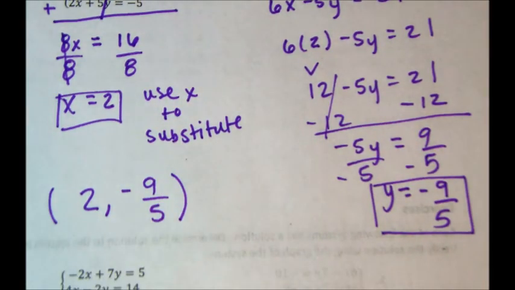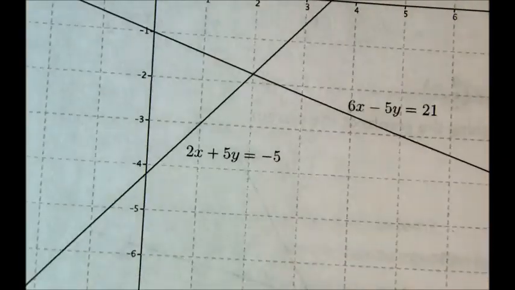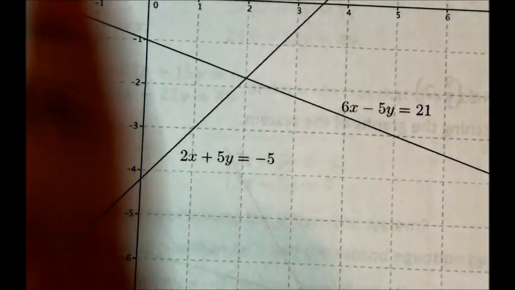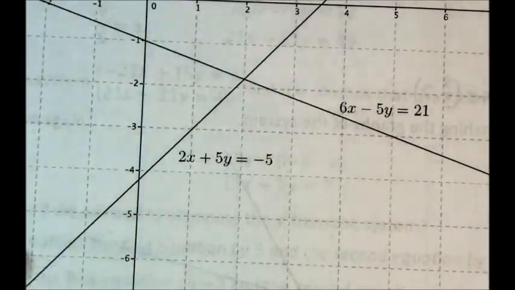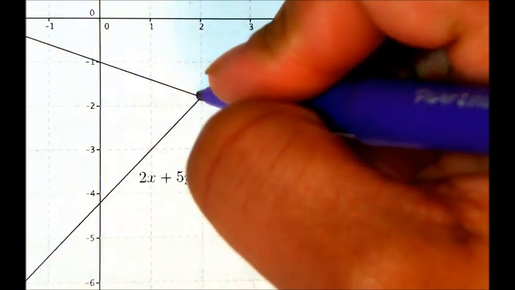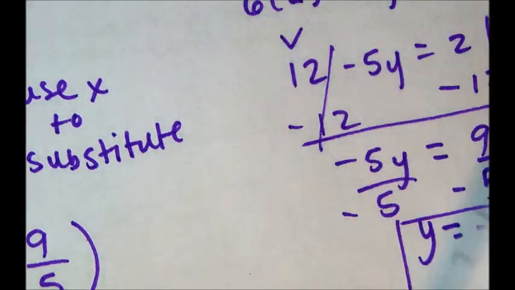Let's say I wanted to verify that this is actually the solution to this system. I could sketch a graph of my system of equations. So this line represents 2x plus 5y equals negative 5, and this line represents 6x minus 5y equals 21. And I notice that my point of intersection is at an x of 2.